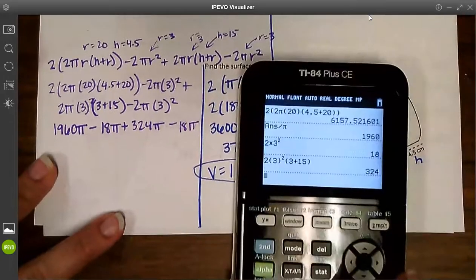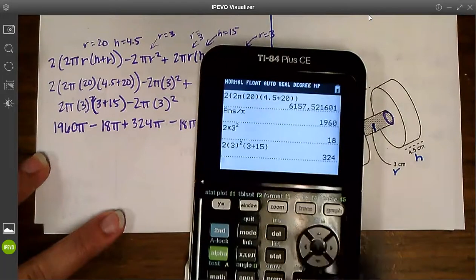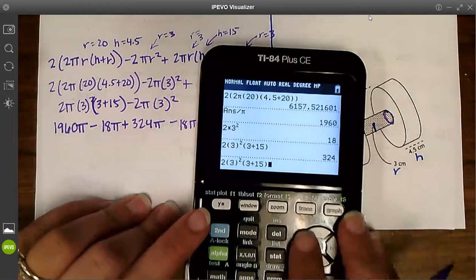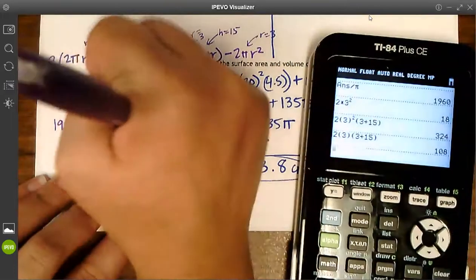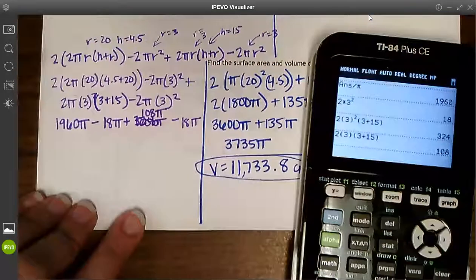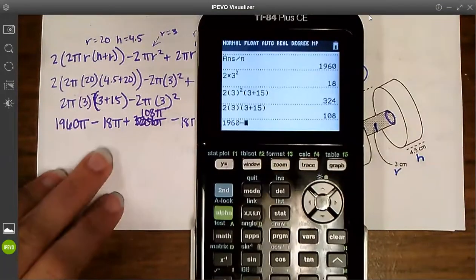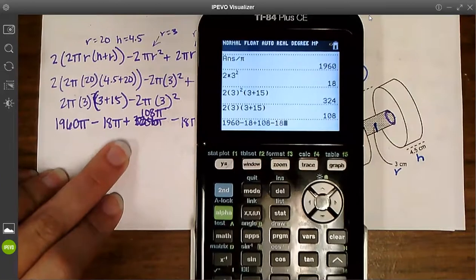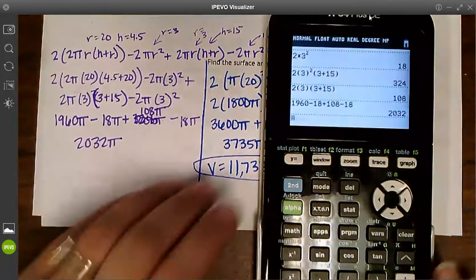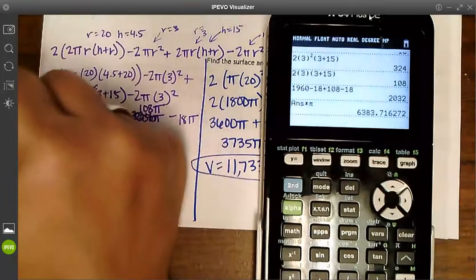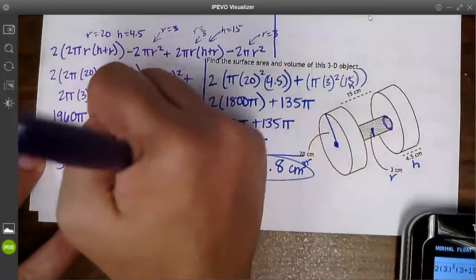So I'm going to add all of those together. Oh, I'm sorry, that last one should have been 324. You shouldn't square that. That should have been 108 pi. So now I'm going to add all those together. I have 1960 minus 18 plus 108 minus 18. You get 2032 pi. Multiply that by pi, and you get your surface area is 6,383.7, and this one is in centimeters squared.